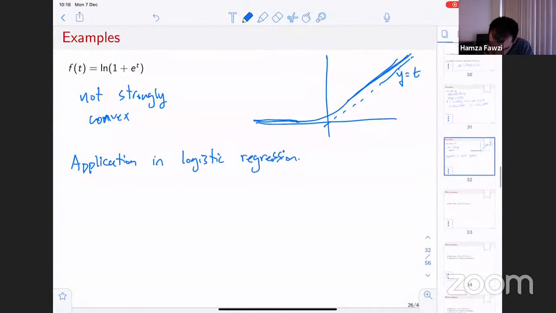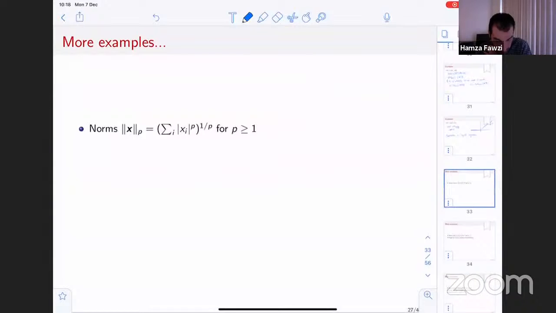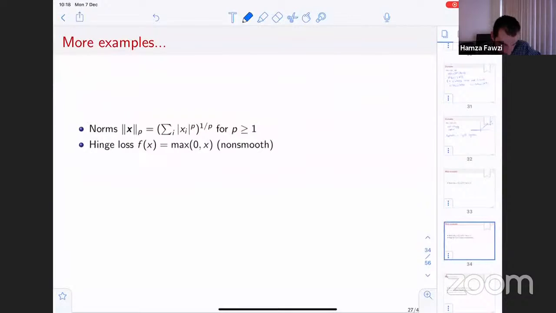Okay, so now let me just discuss in passing some more examples of convex functions. So norms are convex functions. I already talked about this. Something that's also used in machine learning is called the hinge loss. It's a very simple convex function. It's just the max of the constant function 0 and x. So this is the graph. And this is the maximum of two convex functions, so obviously it is convex.